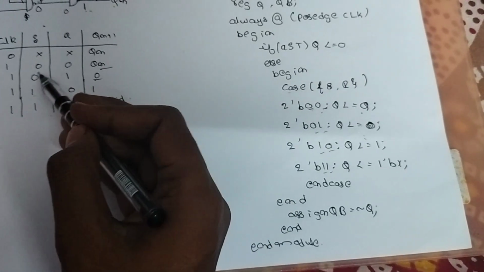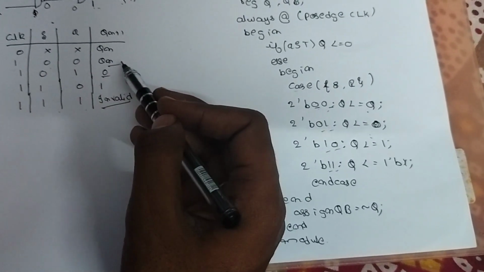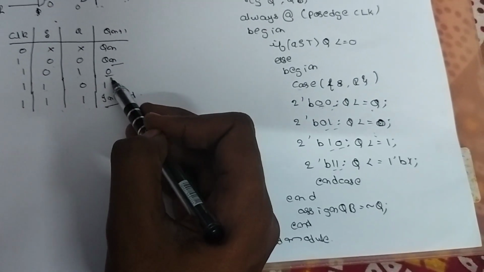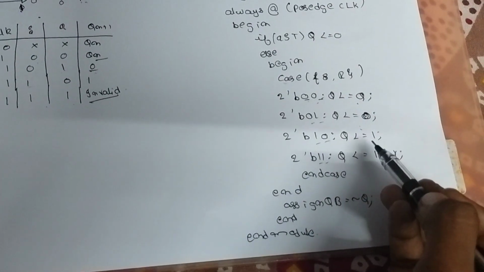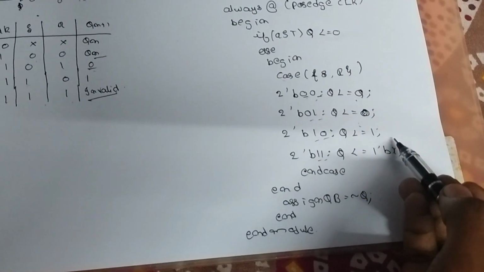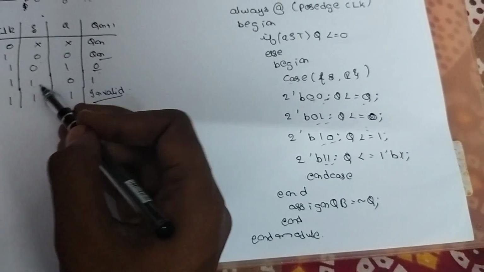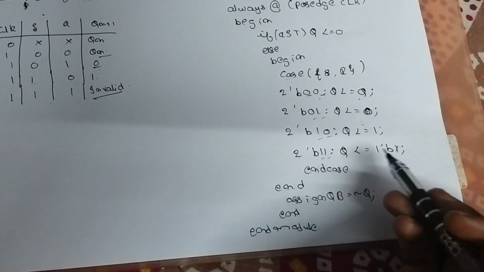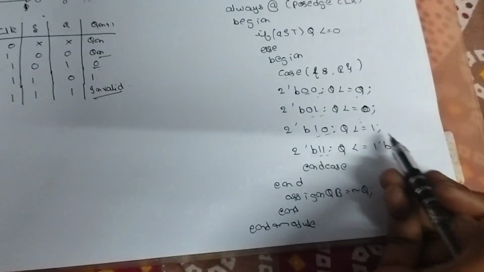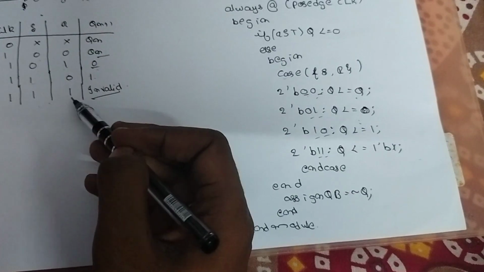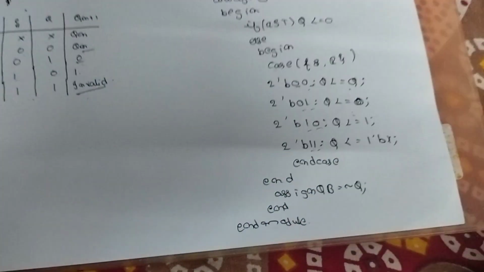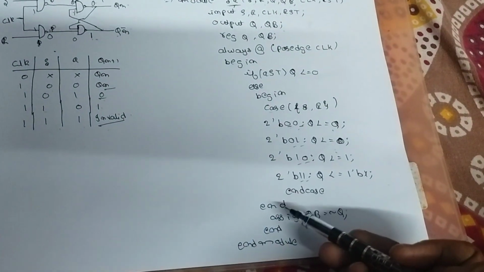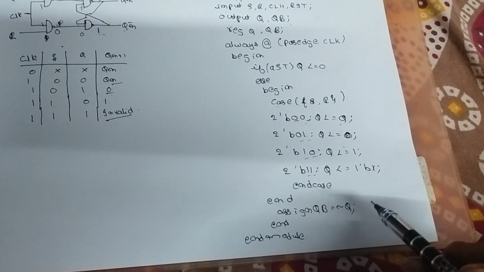Here we can see that when S and R are 0, Qn is there. When S is 0 and R is 1, 0 will come. When S is 1 and R is 0, Q is equal to 1. If S is 1 and R is 1, Q will be invalid. Then end case, then this begin will end here. Next, assign QB = ~Q and endmodule.